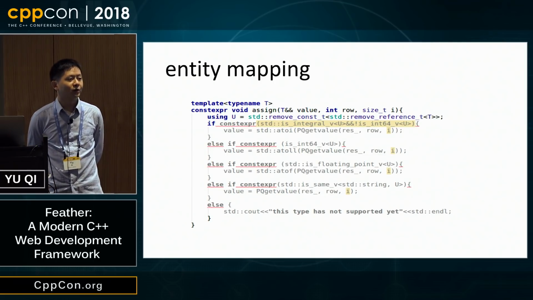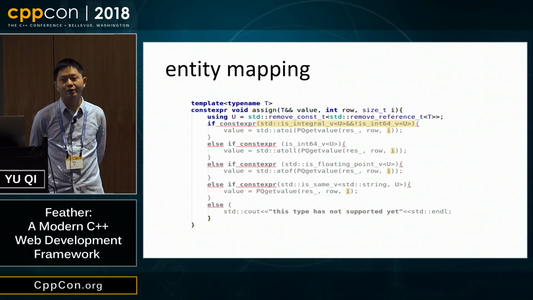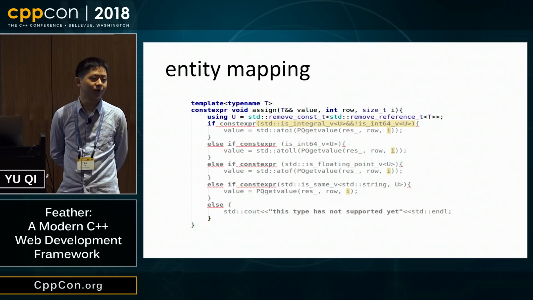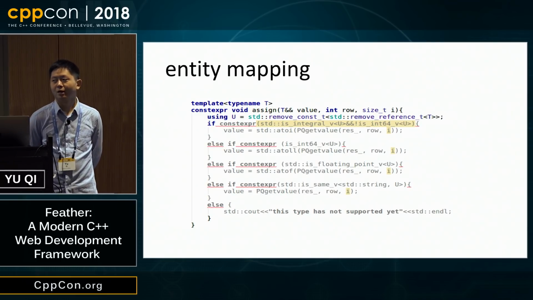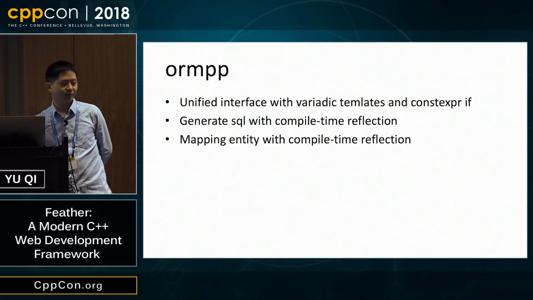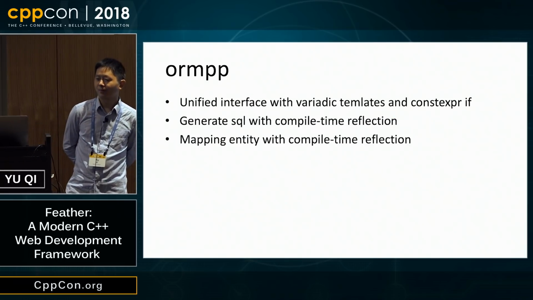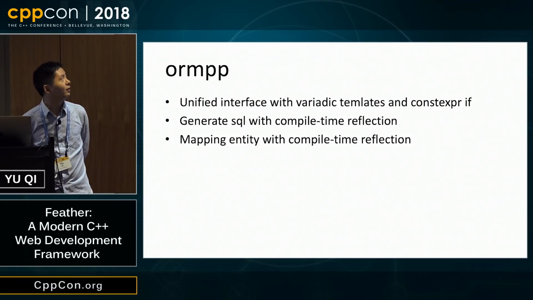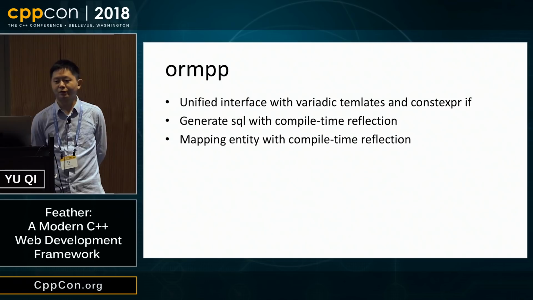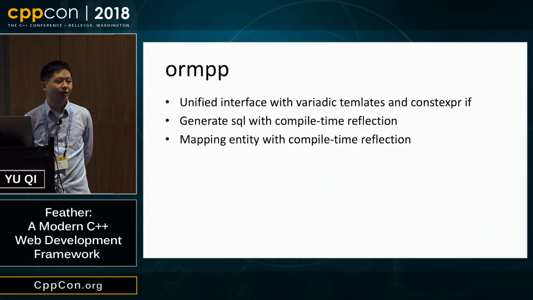We need to check what the real type of the table data is. Here I use if constexpr to simplify the code. Otherwise, you would have to write so many enable_if functions. Okay, let's make a conclusion. ORMpp uses a unified interface with variadic templates and if constexpr, and it generates SQL and maps entities with compile time reflection.